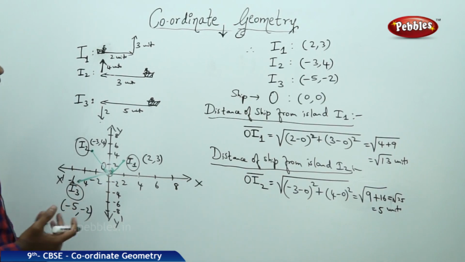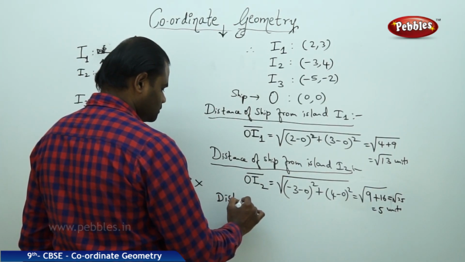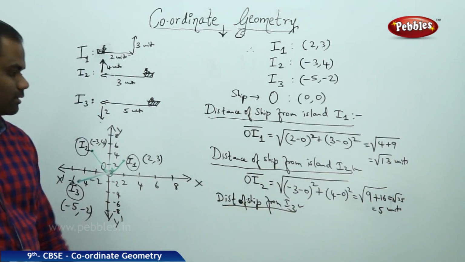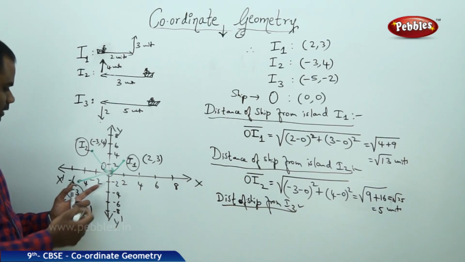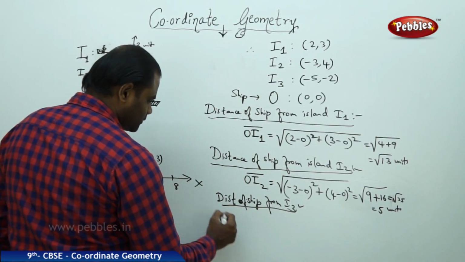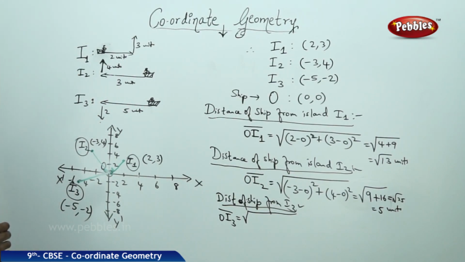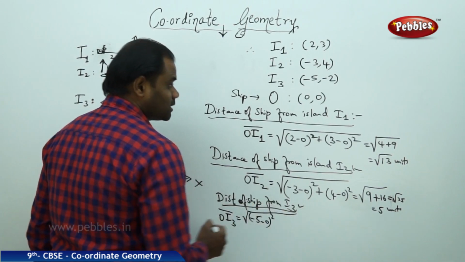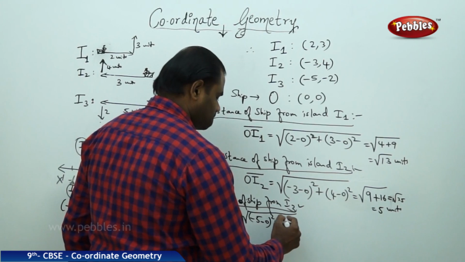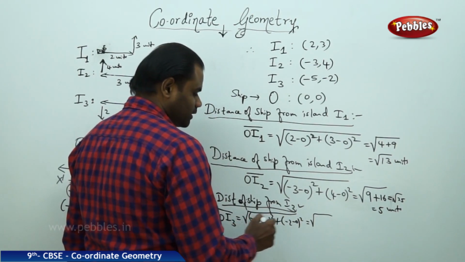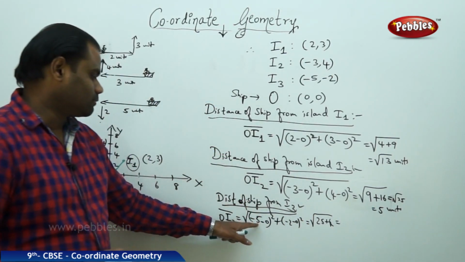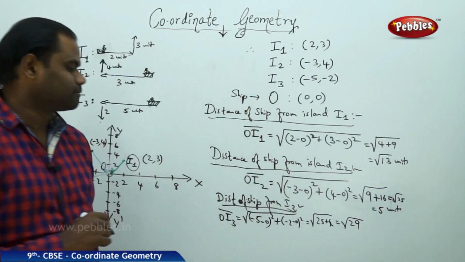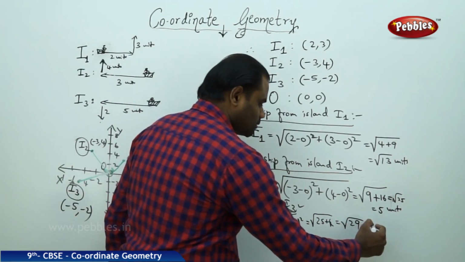Similarly, the distance of the ship from I3. So how do we find the distance of the ship from I3? It is the same repetitive process, where the distance of O from I3 is OI3, which uses the distance formula, and there I get the distance from O to I3 as root of (-5 minus 0) whole square plus (-2 minus 0) whole square, which is root of 25 plus 4. 5 square is 25, and -2 whole square is 4. So 25 plus 4 is root 29. So clearly I get this to be root 29 units.